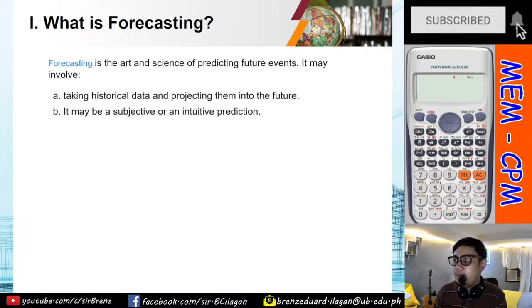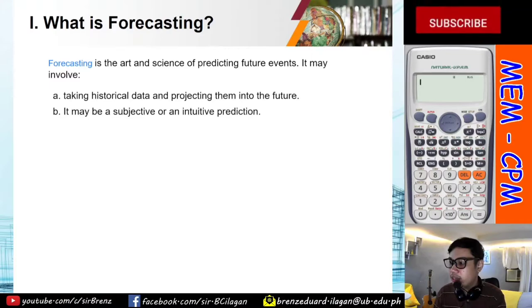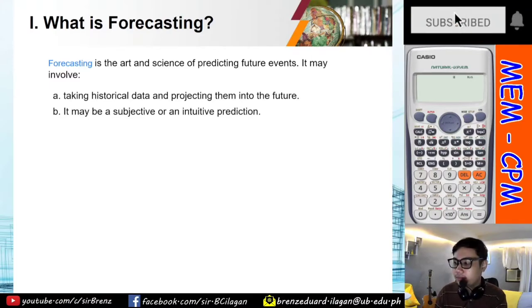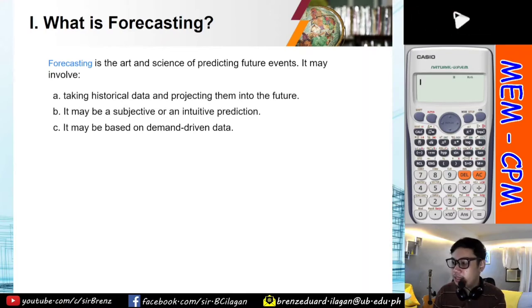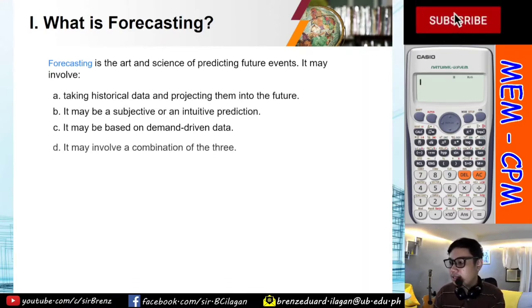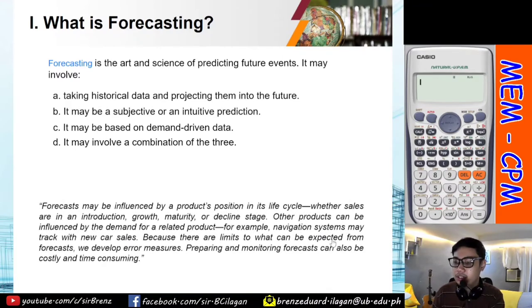Next, it may be a subjective or intuitive prediction. For example, we have a new product and it will sell 20% more than the old one. Next, it may be based on demand-driven data, such as customer plans to purchase, and projecting them into the future. And last, the forecast may involve a combination of these, that is, a mathematical model adjusted by a manager's good judgment.